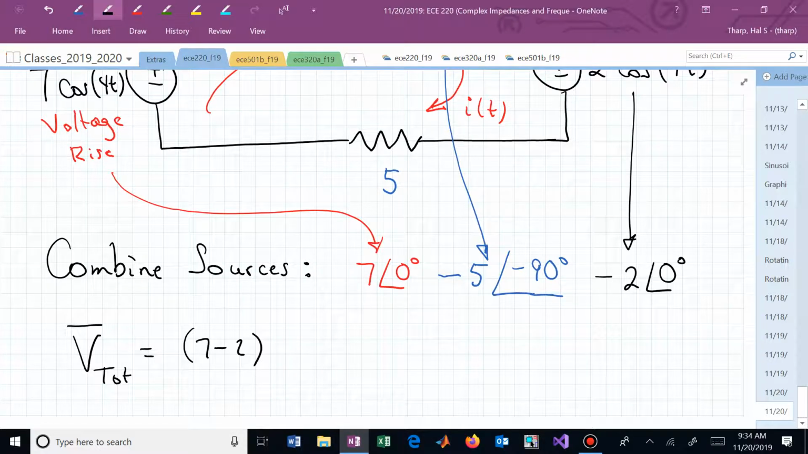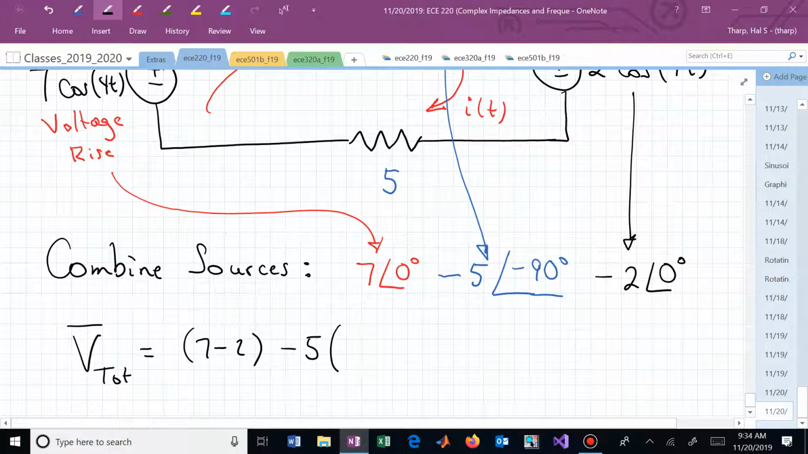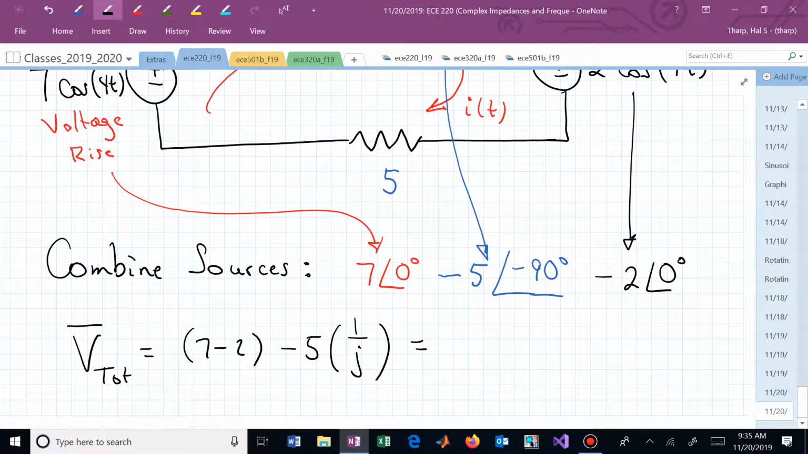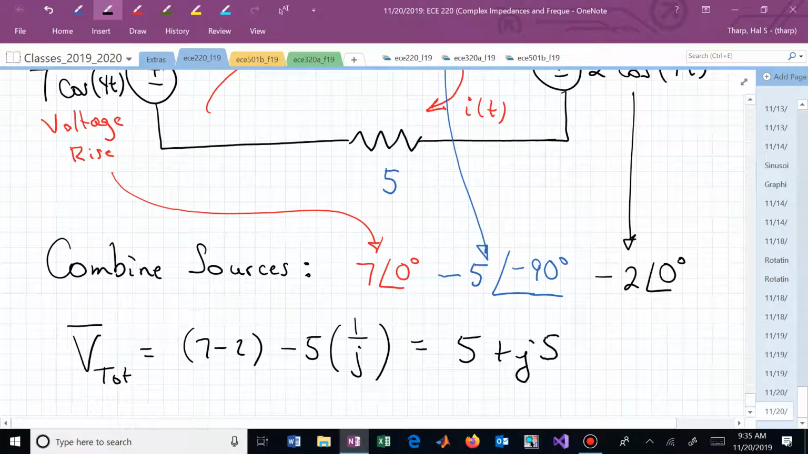And what does that look like? Now this is minus 5, and what's minus 90? Isn't that 1 over j? And now if we pull that j upstairs by multiplying by j over j, we end up with another minus sign. So now we have 5 plus j5 as our total voltage phasor.